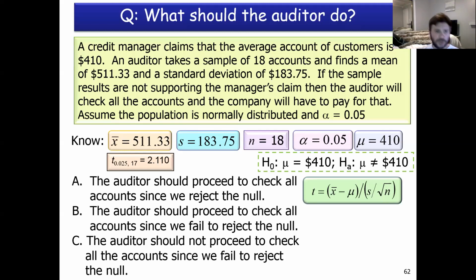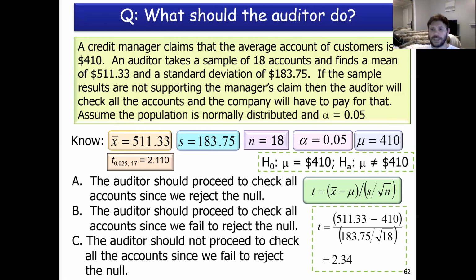Now what we're going to need to do is compute our test statistic for that sample mean. So we're going to use that 511.33 value. We're going to demean it relative to mu. We're going to subtract 410 from it and then divide by s over the square root of n. So if we do that, we wind up getting a test statistic of 2.34 standard errors away from the mean in the right direction, in the right side tail here. And note that is definitely larger than the critical value threshold of 2.11.